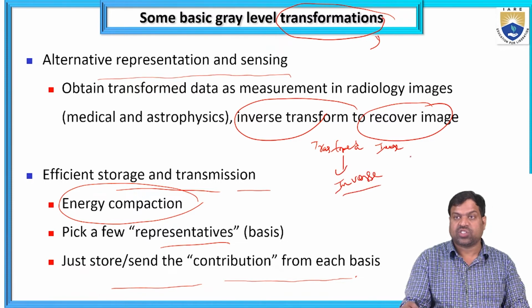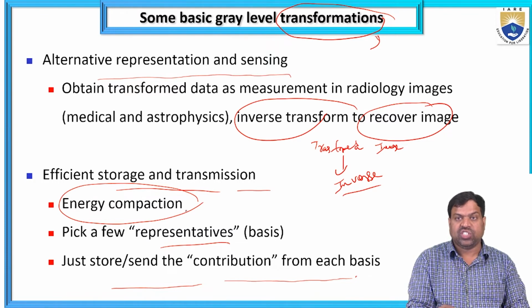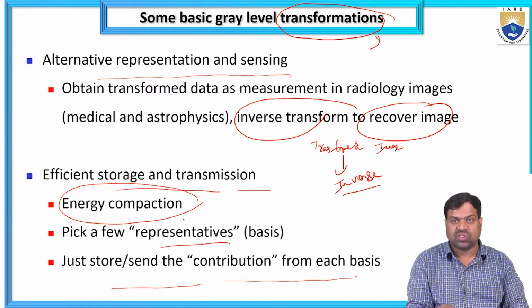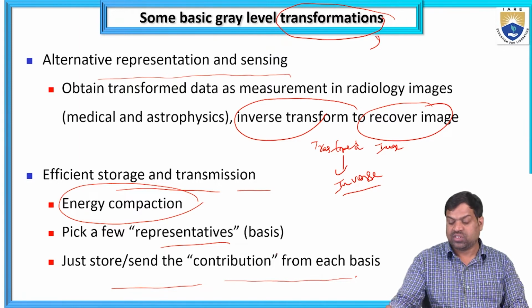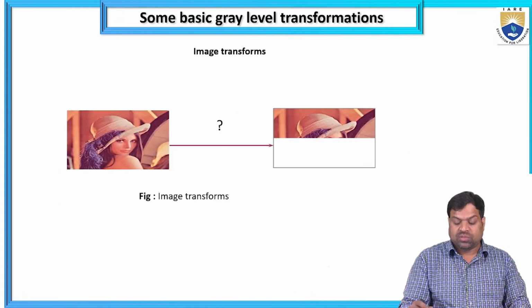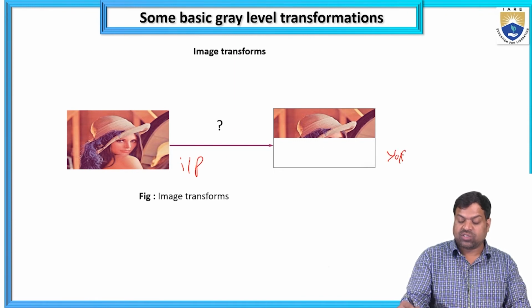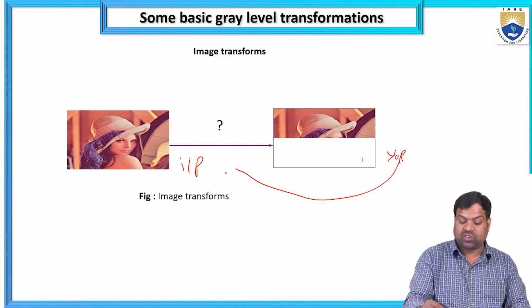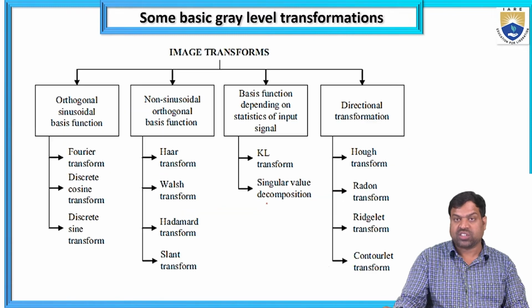Then it is an inverse transform, that is called the recovered image, for efficient storage and transmission. So how? Through energy compaction, representation, and the contribution of each basis. So this is the original image, and this is the incomplete image. This incomplete image I have to convert, because it is my input and this is my output. So how? By image transformation techniques.